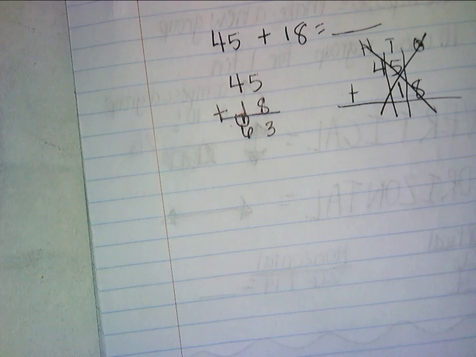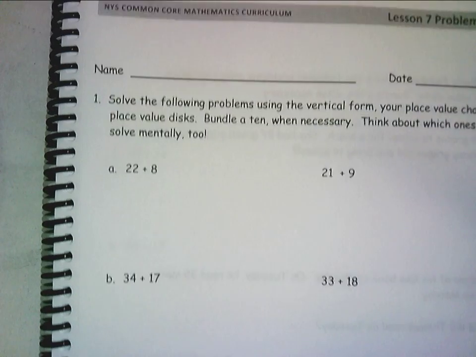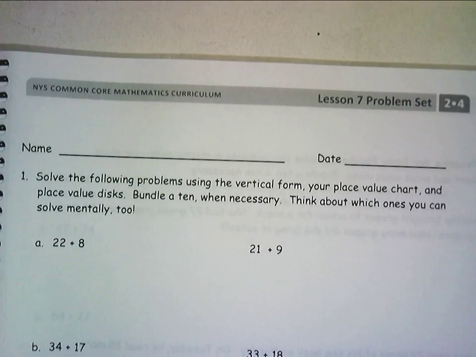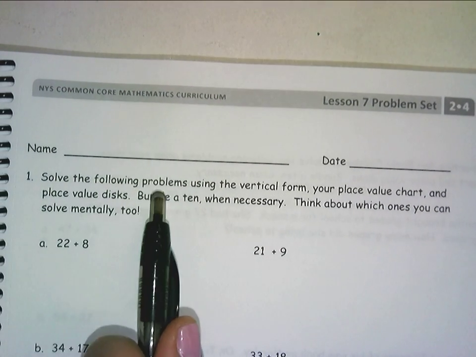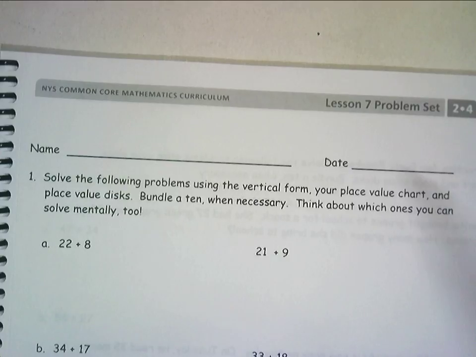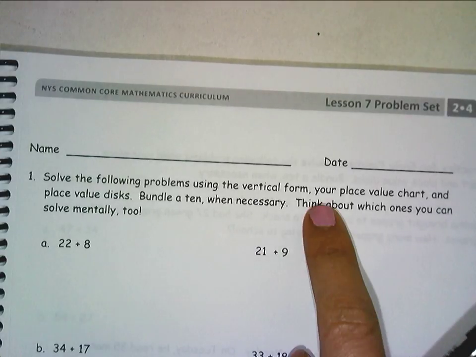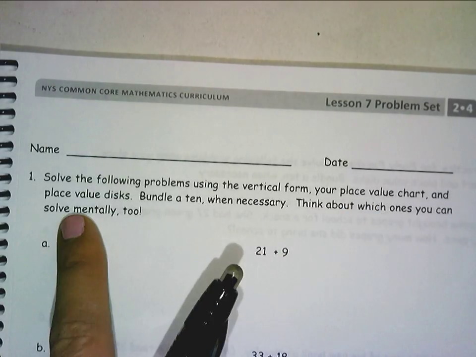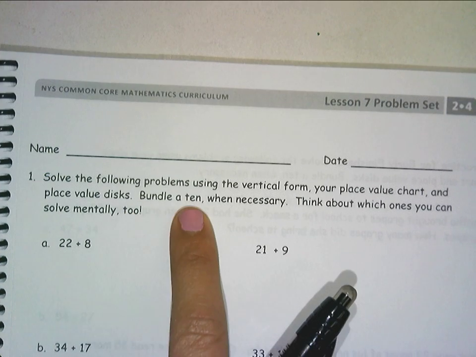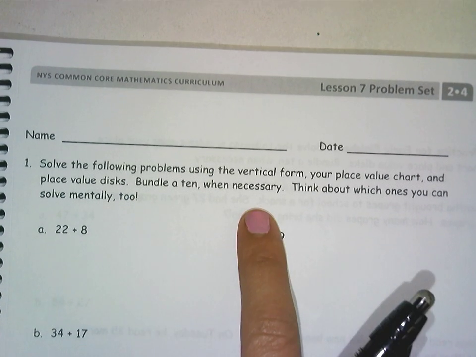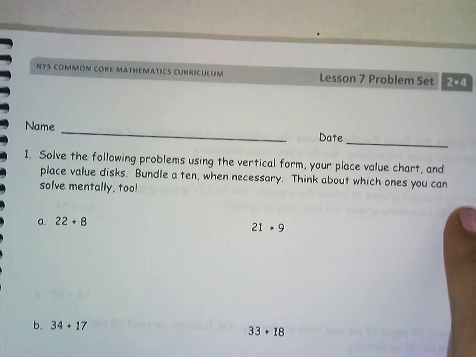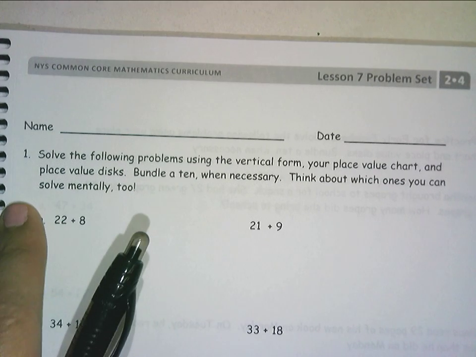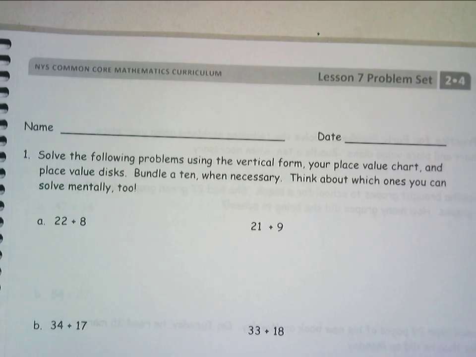Okay, so let's take a look at that problem set for today. So it's lesson 7 problem set. It says, solve the following problems using the vertical form, meaning up and down. Your place value chart and place value discs. Bundle a 10, regroup it when necessary. Think about which ones you can solve mentally too. You're not solving it mentally. I would like you to show it on your work mat.